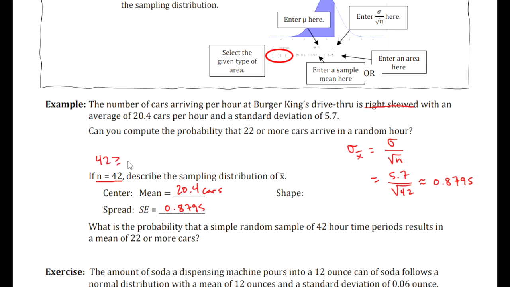42 is greater than or equal to 30. 30 is the cutoff. It's the rule of thumb for the central limit theorem. If you have a sample size greater than or equal to 30, then the central limit theorem tells us that the sampling distribution will be approximately normal. So the shape will be normal. It will be bell-shaped.